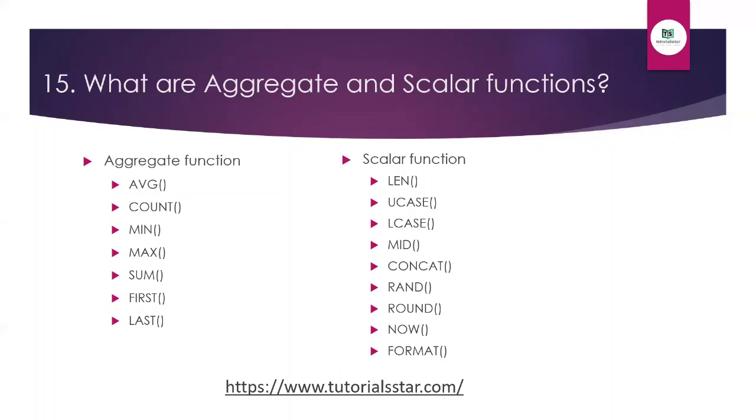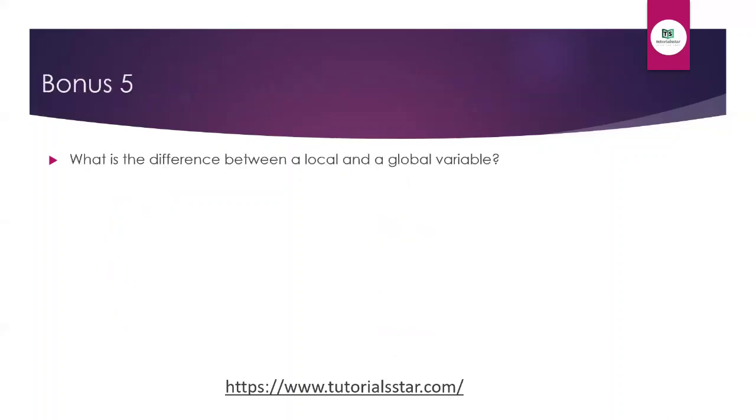We will see some 5 bonus questions which we have added. First is, what is the difference between local and global variables? Basically, a local or temporary variable or temporary table exists only for the duration of the connection. When you open the connection, local variables are available for that connection. Global temporary tables remain available in the database until that connection exists.